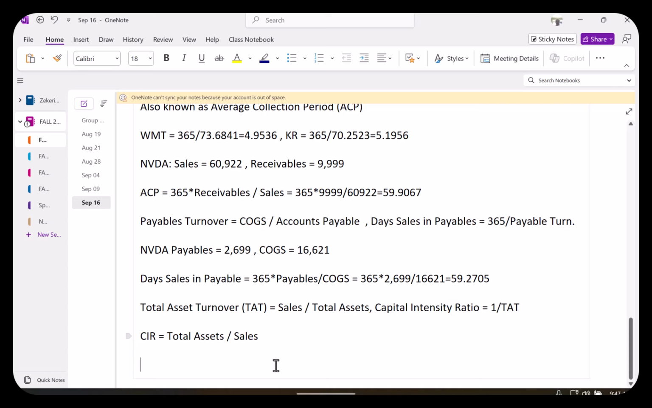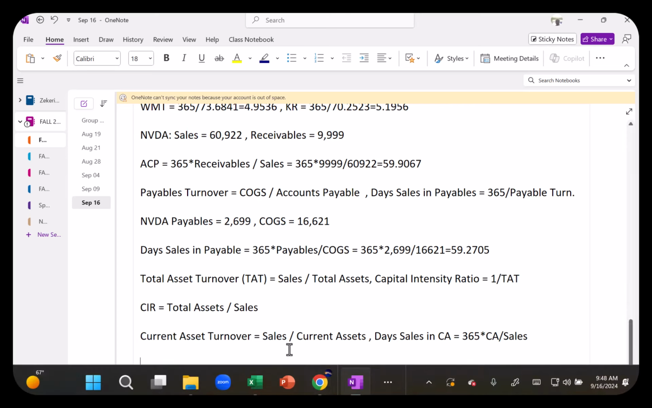It's not in the book, but when I do analysis, sometimes I look at current asset turnover: sales divided by current assets, or days sales in current assets, 365 times current assets over sales.